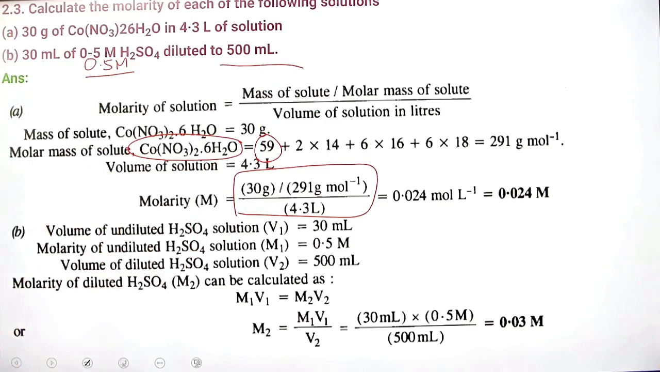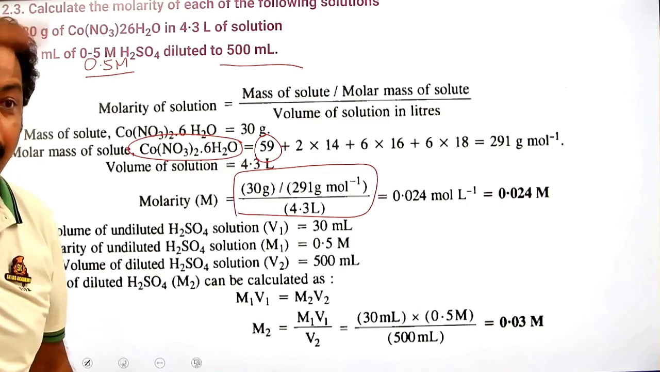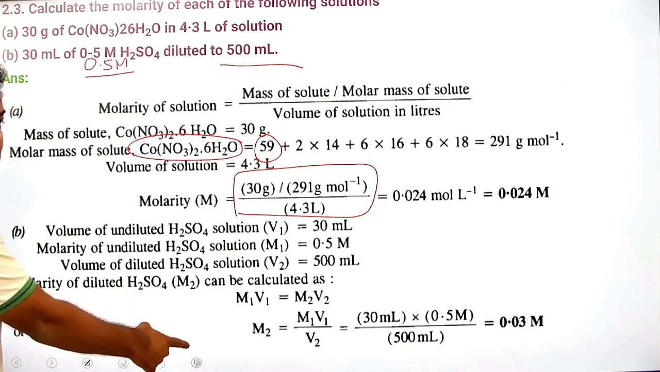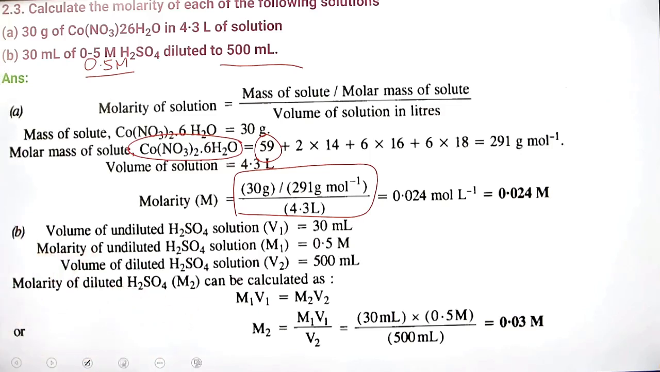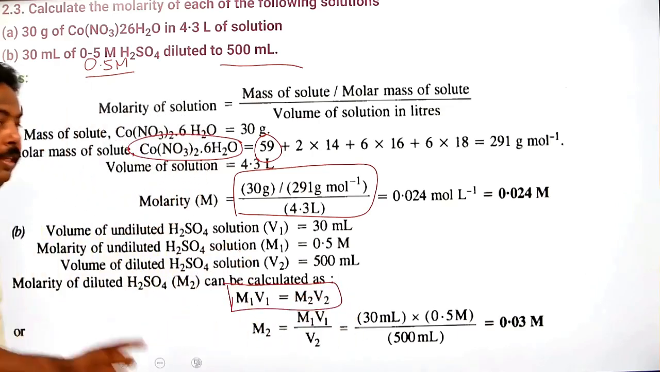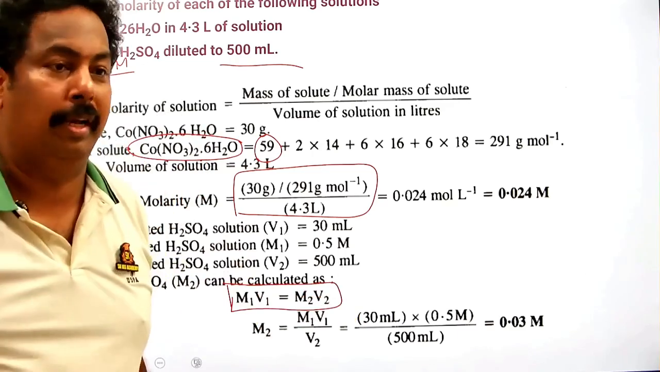I have to do the regular procedure and finally conclude, and you will reach nothing more. Same marks you will get. What you have to do is there is a simple relation between the molarities and volumes of two solutions, a relationship called M1V1 is equal to M2V2. This is the new shortcut that you learned today.